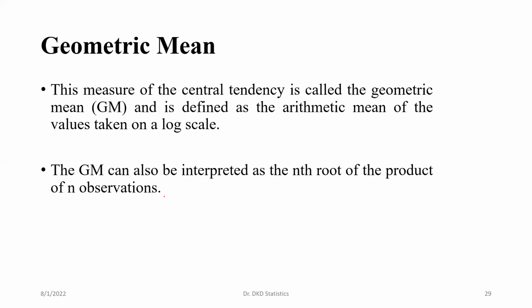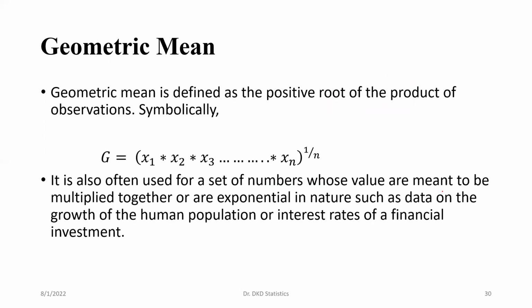Now we'll discuss the geometric mean. This measure of central tendency is called the geometric mean and is defined as the arithmetic mean of the values taken on a log scale. Geometric mean can also be interpreted as the nth root of the product of n observations, the positive root of the product of observations. Symbolically, G equals (x1 times x2 times x3 up to xn) to the power 1 by n.